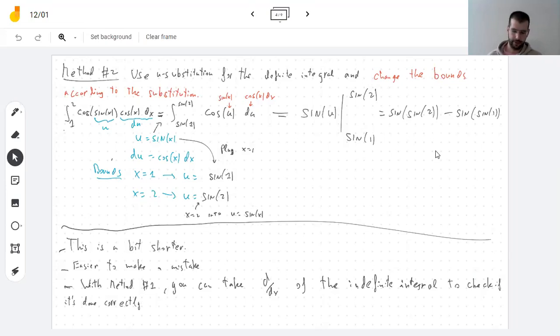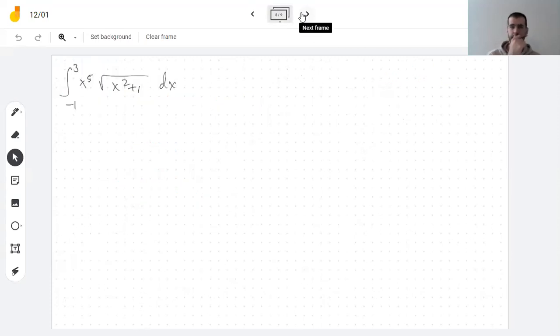Okay, let's do another example. I try to do both methods anyway. So let's do the integral of the root of x squared plus 1, between negative 1 and 3. So let's do this integral.